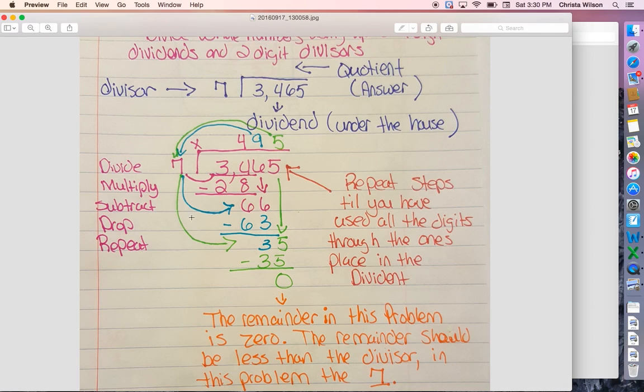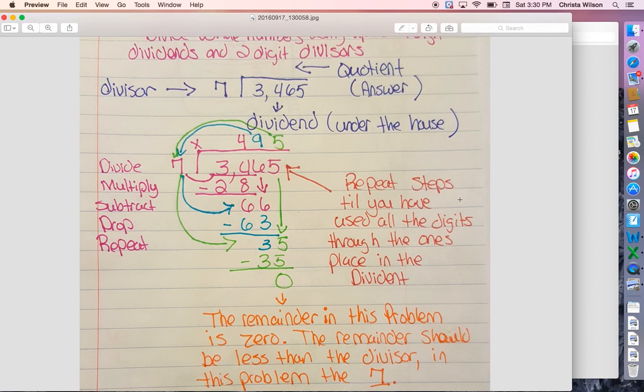How many times will 7 go into 66? Well, we determine 9. So 9 times 7 is 63. Then we subtract. We have 3 left after we subtract 63 from 66. And then we keep going. We see that there's a 5 left in the ones position, so we bring our 5 down and we repeat the steps. How many times will 7 go into 35? Well, we determine it'll go exactly 5 times. So 5 times 7 is 35. We subtract that, and that leaves us with a remainder of 0.